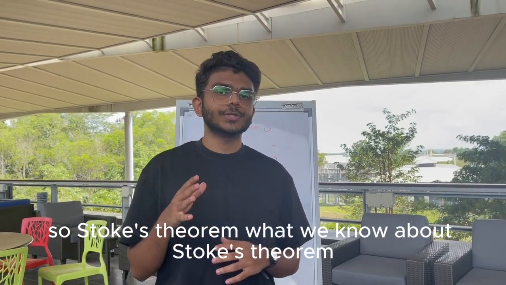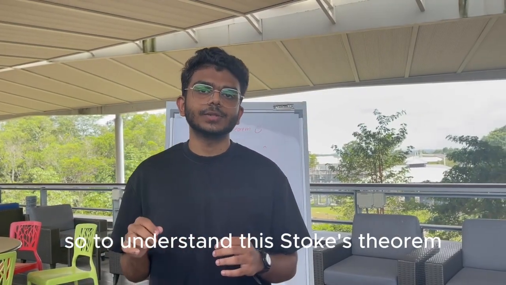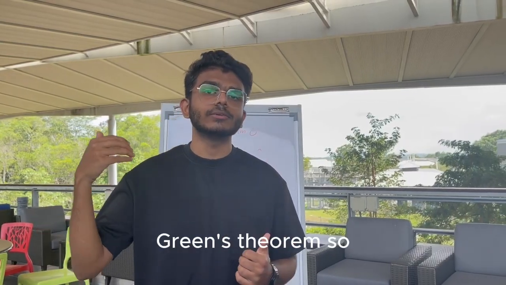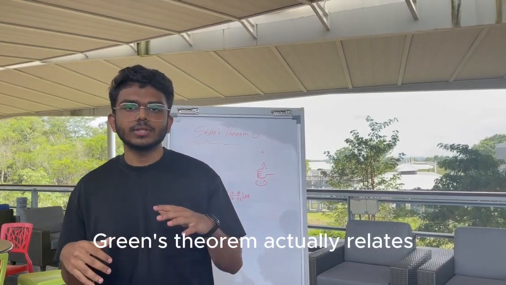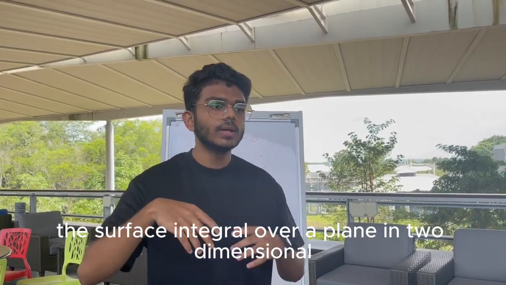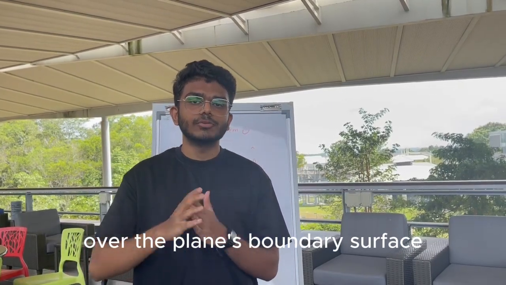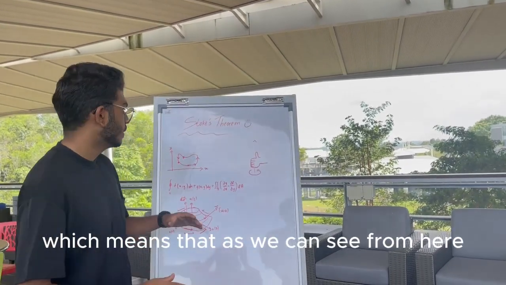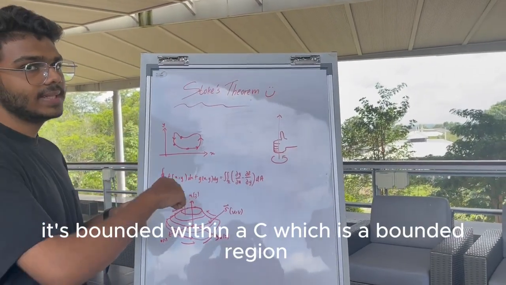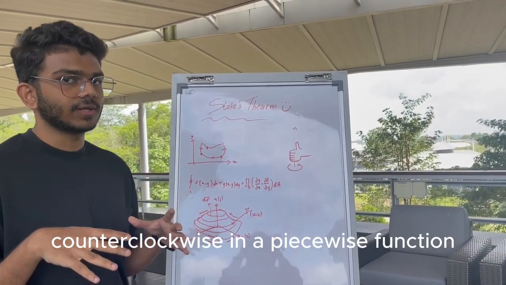So, Stokes theorem. What do we know about Stokes theorem? To understand Stokes theorem, we have to get a recap of what we learned about Green's theorem. Green's theorem relates the surface integral over a plane in two-dimensional space to the line integral of a vector field over the plane's boundary, which means, as we can see from here, it's bounded within a C, which is a bounded region counterclockwise in a piecewise function.